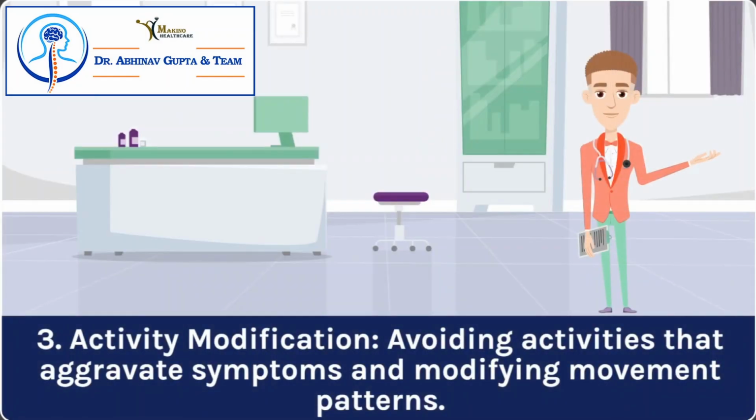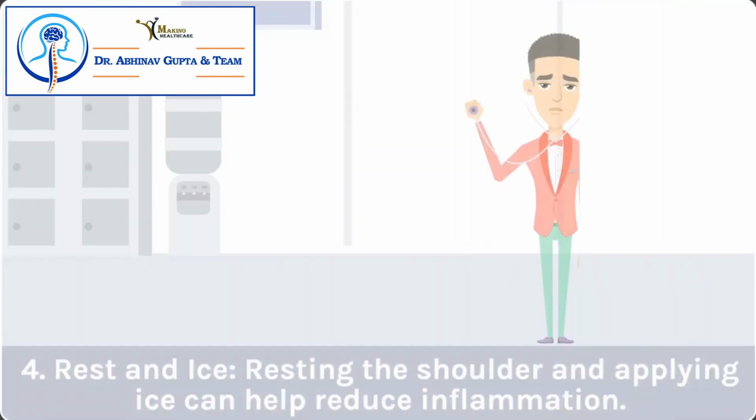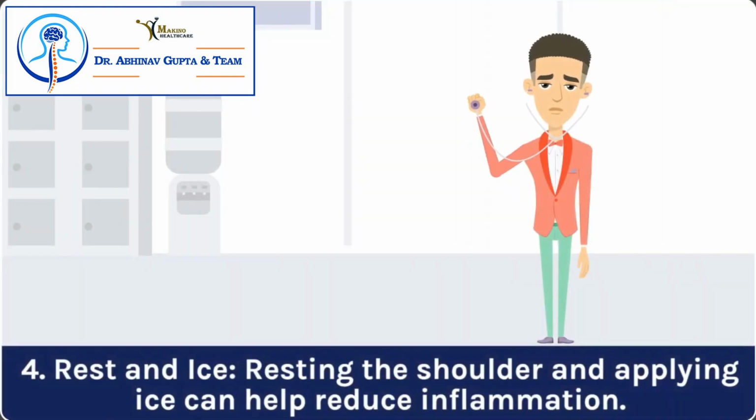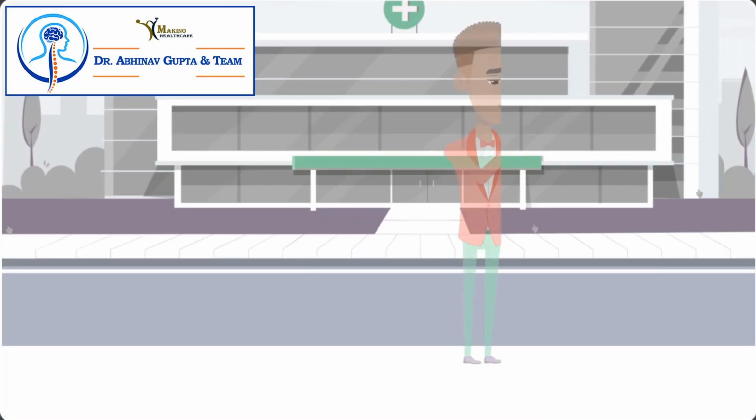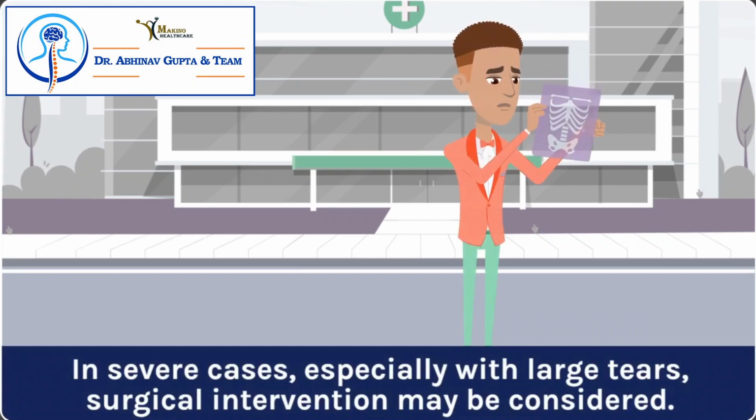3. Activity modification. Avoiding activities that aggravate symptoms and modifying movement patterns. 4. Rest and ice. Resting the shoulder and applying ice can help reduce inflammation. In severe cases, especially with large tears, surgical intervention may be considered.